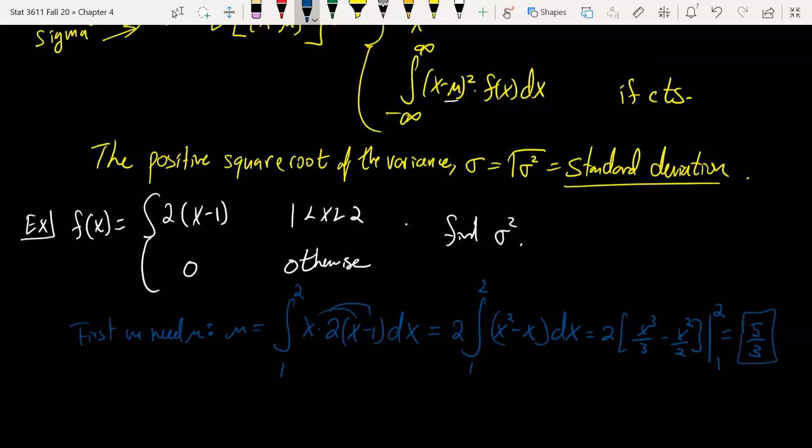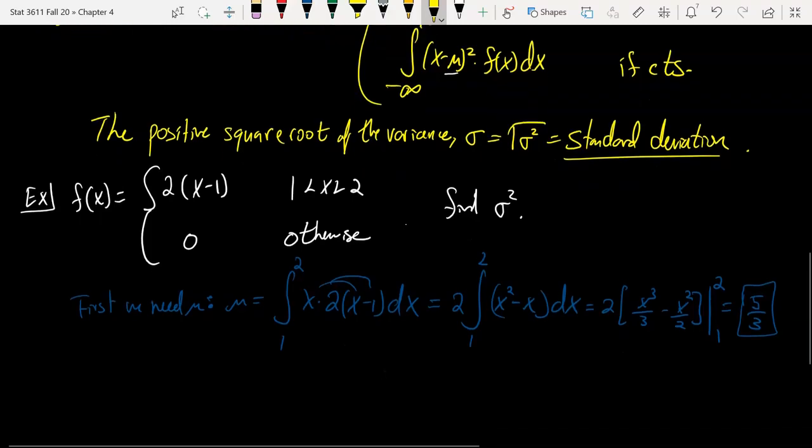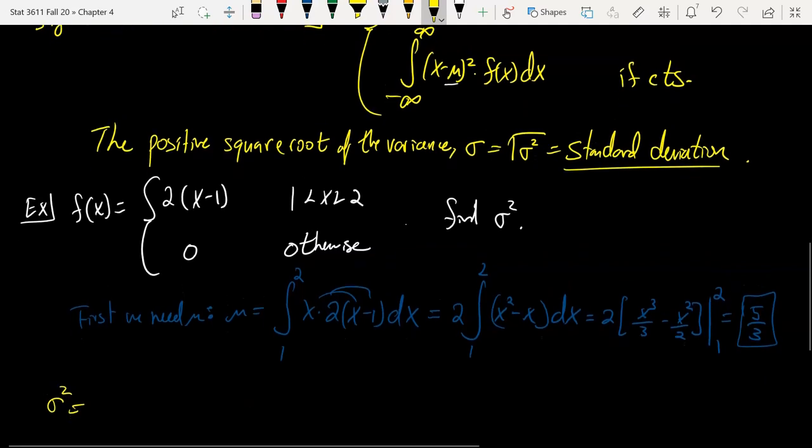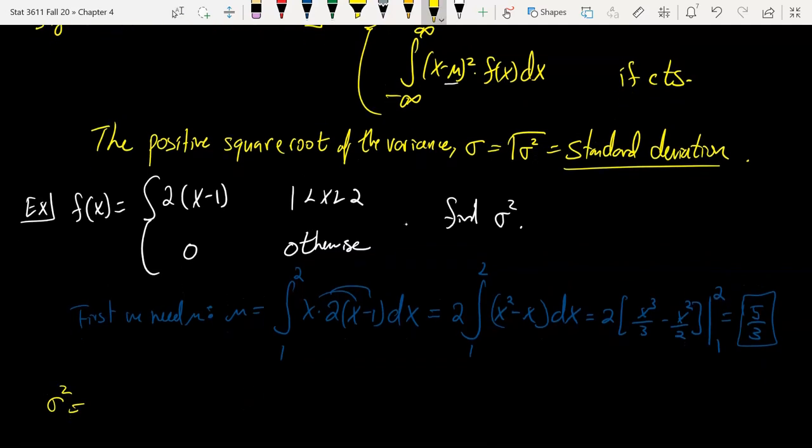So there's the mean. Now, how do we find the variance? Let's set this up. Sigma squared is equal to the integral, and we have the definition on the screen at the top. We're still integrating from 1 to 2. It is x minus mu squared times f of x, and mu is 5/3, so x minus 5/3 squared times f of x.